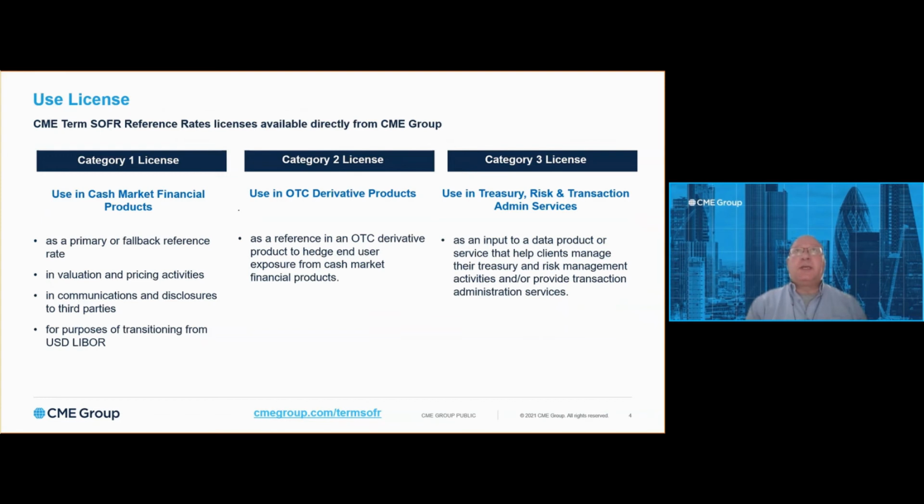Category 3 would include use in things like treasury, risk, and transaction administration services. Using term SOFR as an input to a data or product or service that helps clients manage their treasury and risk management activities. These activities and services are linked to the use of CME term SOFR in either cash market financial products, Category 1 use, or OTC derivative products, Category 2 use, and would include services that provide interest rate and collateral calculations, portfolio valuations, asset performance reports, and forward-looking curves.